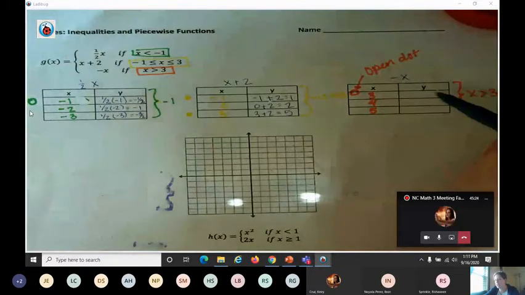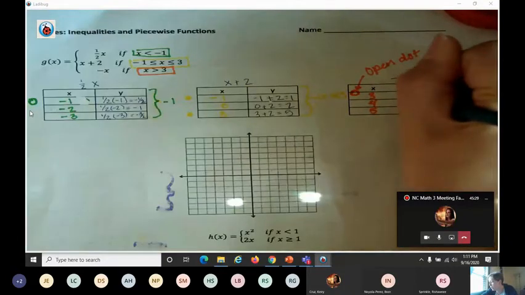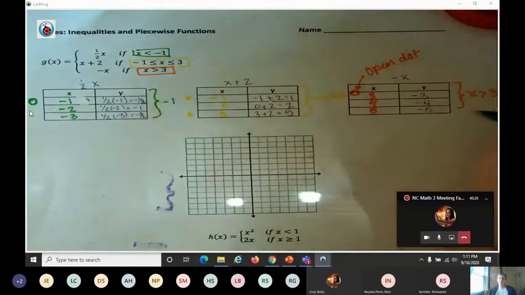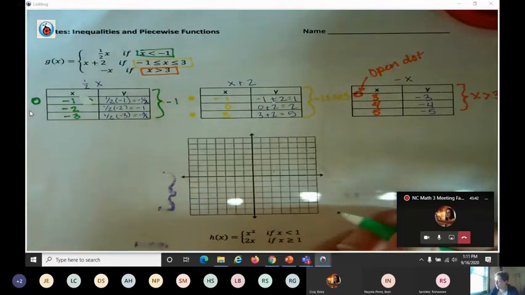Then with my orange table, I'm just taking these x values and making them negative. So -3, -4, -5. Okay, so I'm going to do something that we didn't do on the last one. On my graph, I'm going to mark where the domain goes.